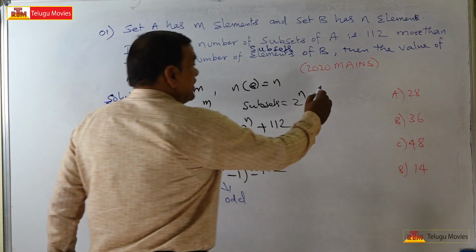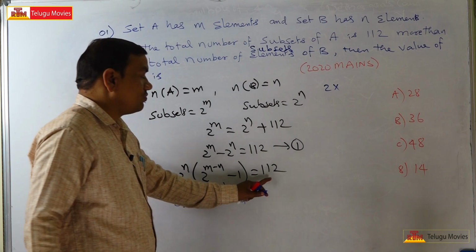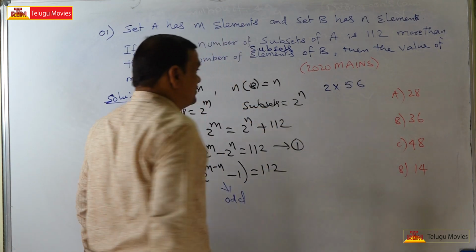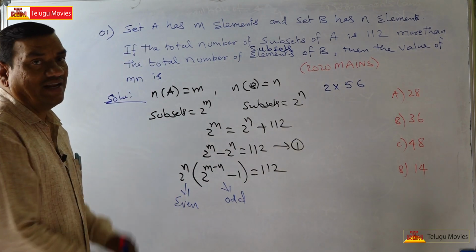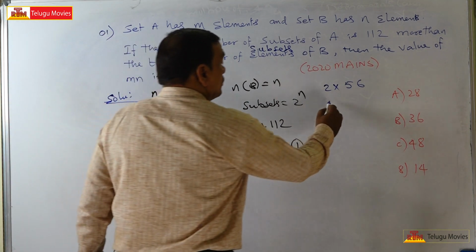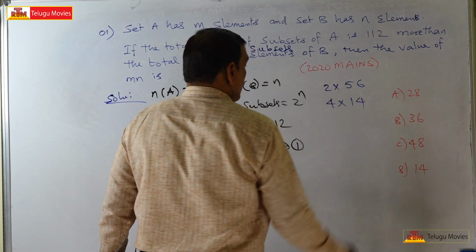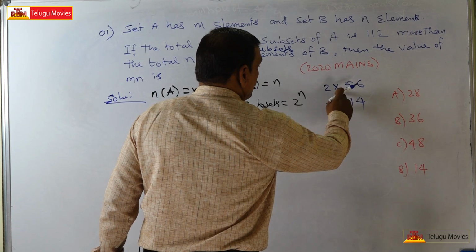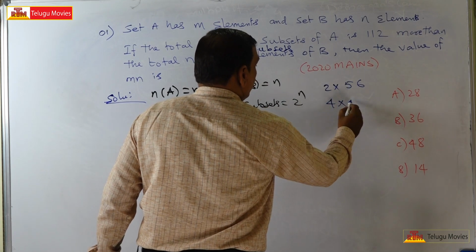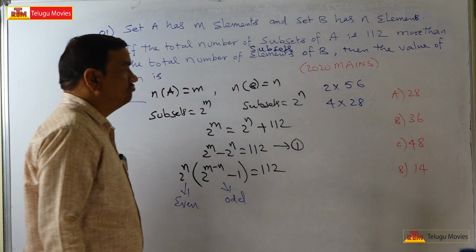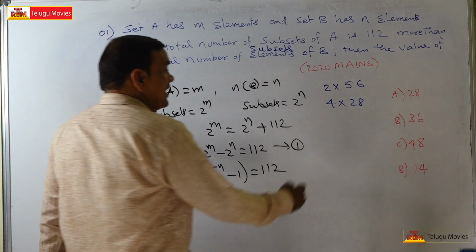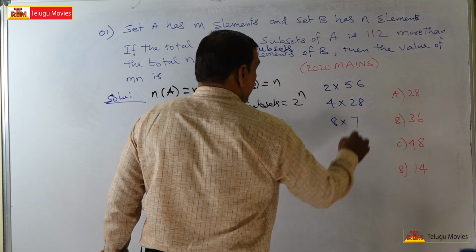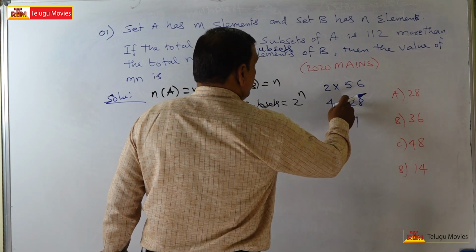Let us check. First you take 2 into 56. Both are even numbers, so that does not work. Again, 4 into 28. Can I take 2 into 28? No, that is also not there. Again, 2 into 7, this 2 will come, 8 into 7, so here 2 into 28.